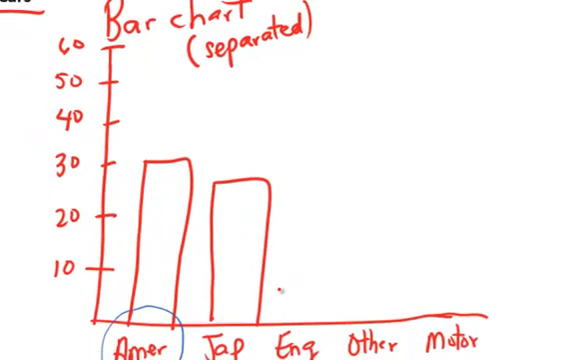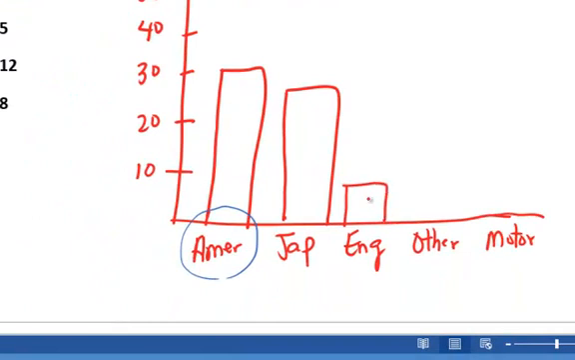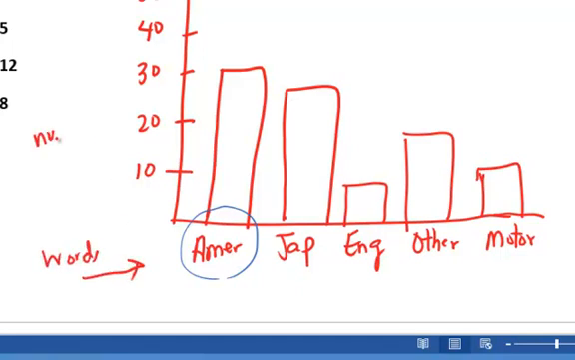For English, it would be 5, which would be a little bit lower, and I'm just being very sketchy right here. Other European cars, 12, and motorcycle would be 8. So somewhere along here, this would be sort of a general idea of the way the bar chart would look. Notice that I have the words, the qualitative data, the words are down here. Notice that the numbers are down here.